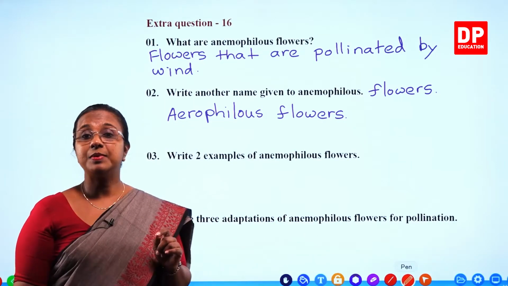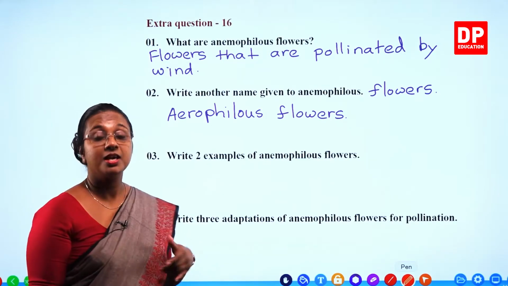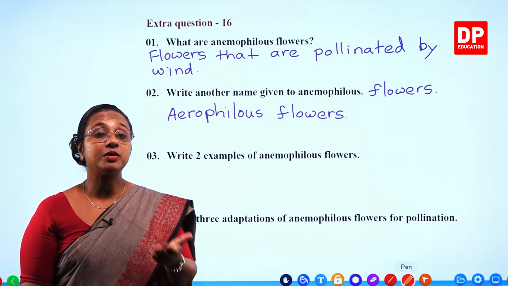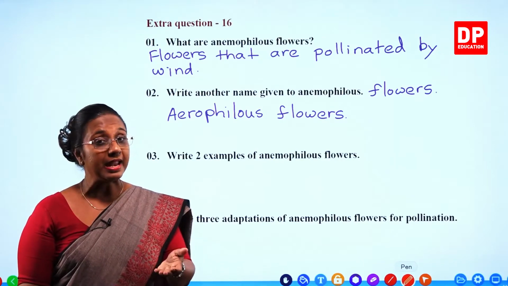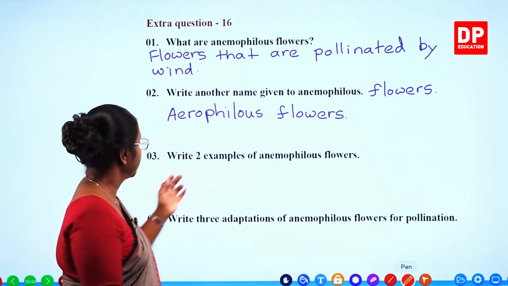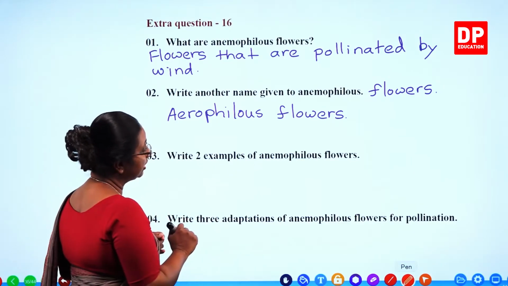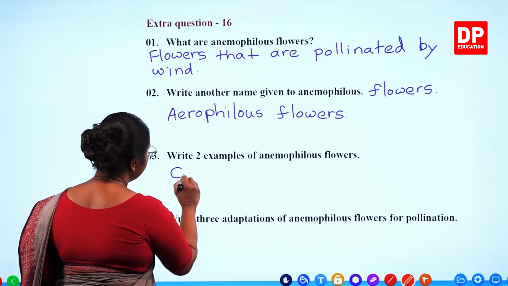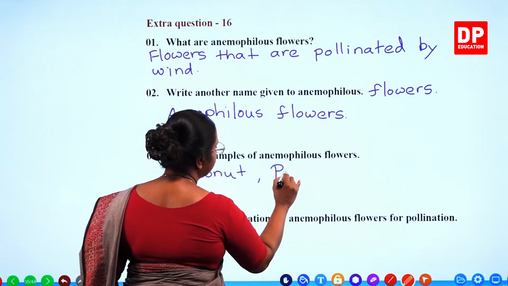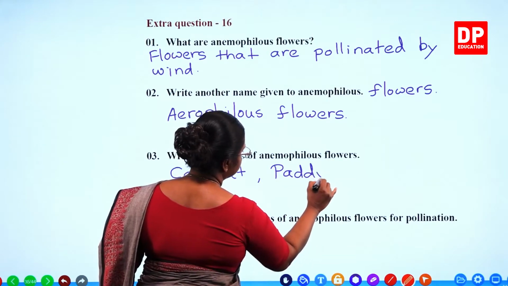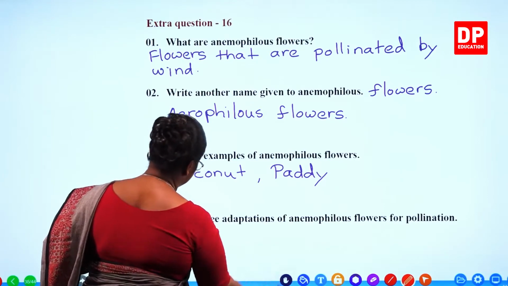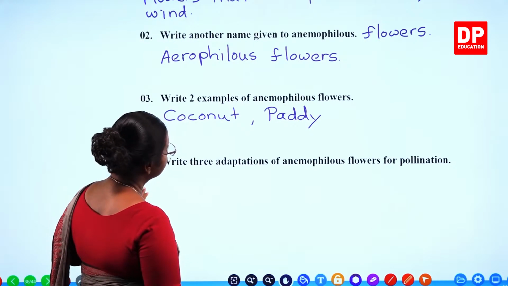Then, write two examples of Anemophilous flowers. You all can remember corn, coconut, paddy. All these have Anemophilous flowers. So here we have to write only two examples. I will write coconut and paddy. These are Anemophilous or Aerophilous flowers. Then the next one.